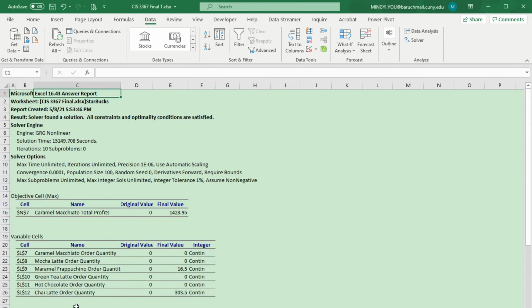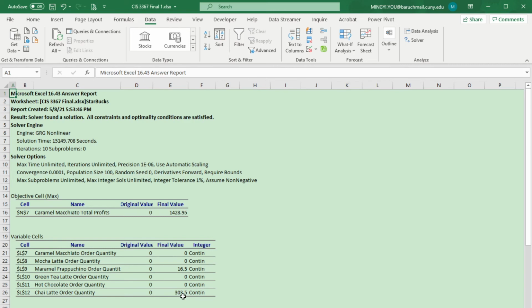Lastly, let's take a look at my answer reports. As I mentioned before, my answer report 1 shows that I have decimals for the order quantity, which does not make sense in this case, because usually people do not order half a coffee. So I need to add a constraint in my solver to limit my order quantity to integer.